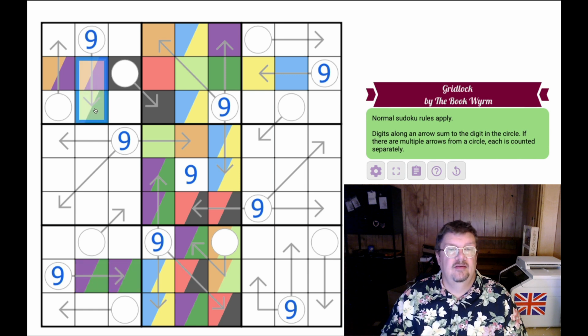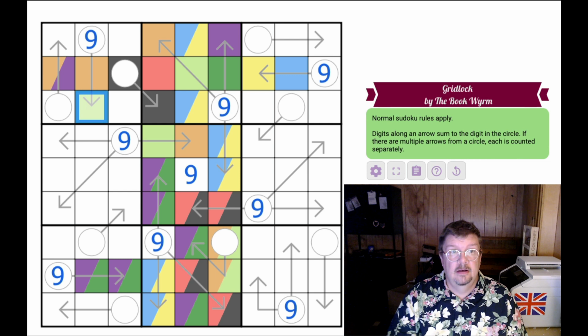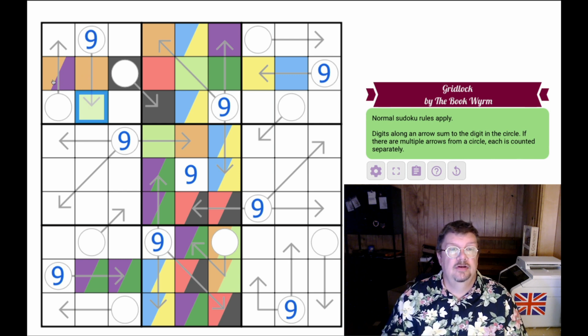That means that this can't be purple and dark green, or that would break that cell. So that is not purple, which is that one. That is not dark green. And now that's orange and light green, and so this is not orange.